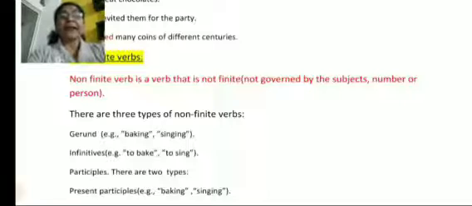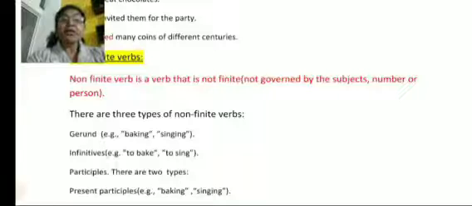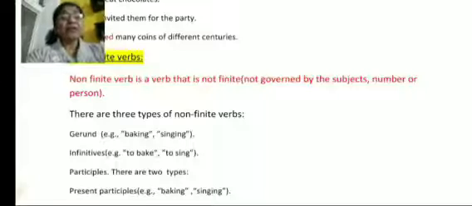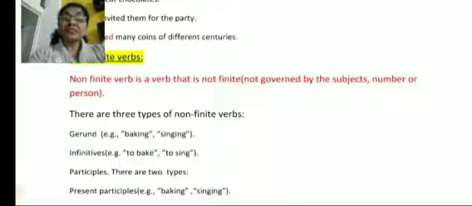When we add to, it becomes an infinitive: to bake, to sing, to tease, to dance. Suppose, for example, I like to dance. I would like to discuss my project with you. So to discuss, to like, these are infinitives.